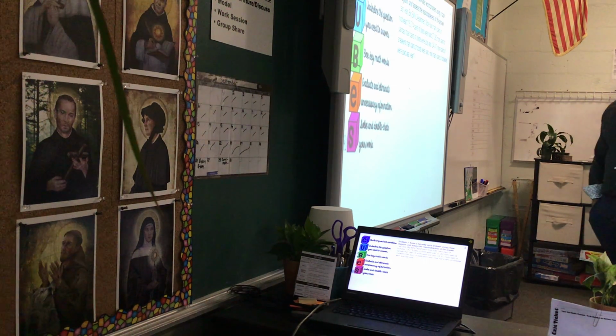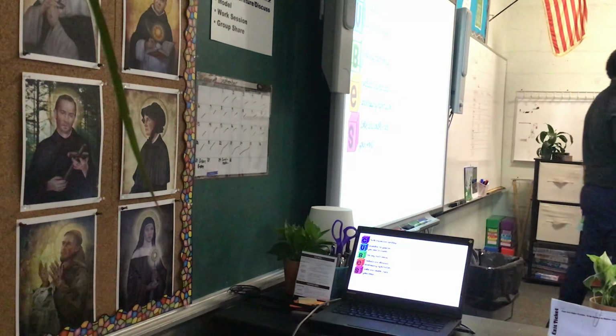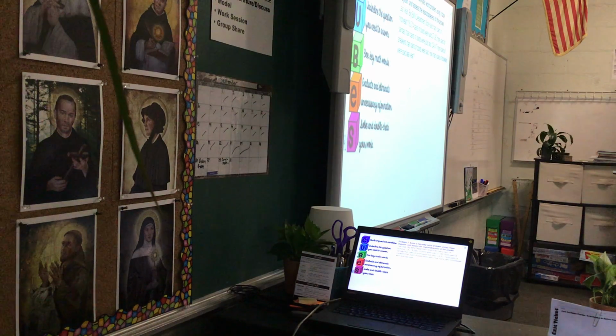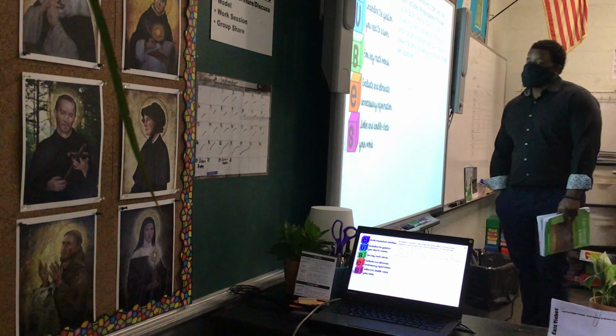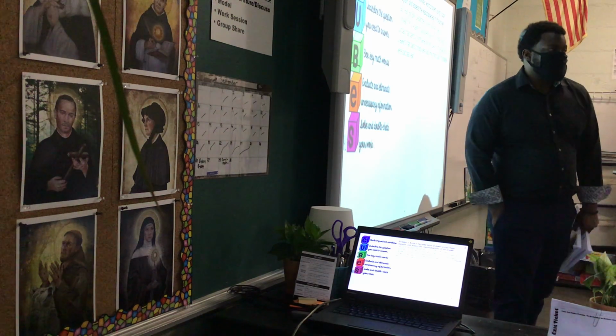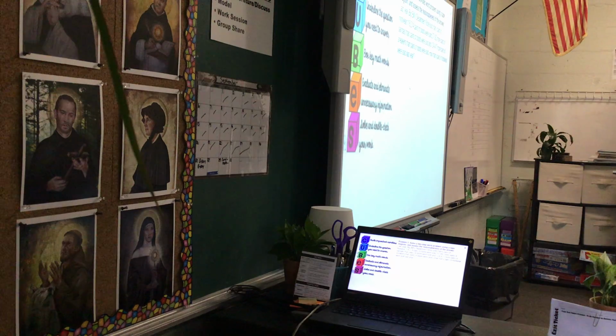Remember, the tape diagram helps us see the information in front of us. That's why we use the tape diagram. It helps us comprehend what we're reading. It helps us organize what we're reading.